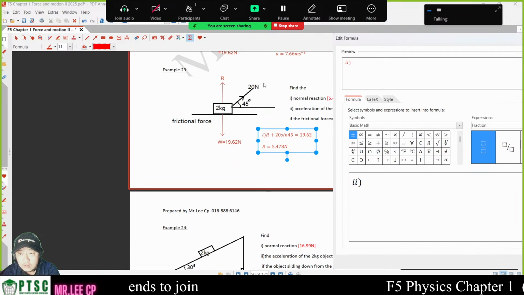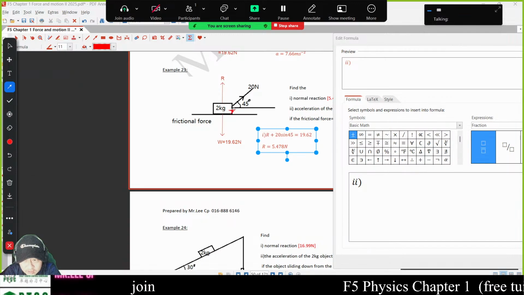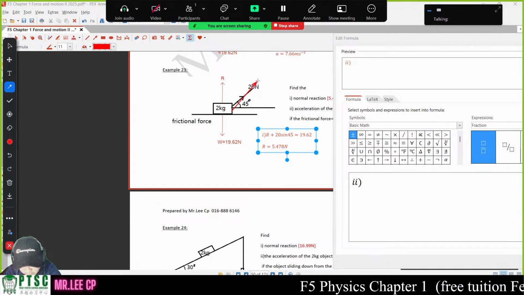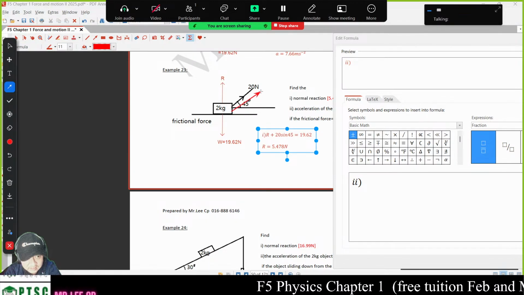Now, because I am pulling here, right? I am pulling here. This 20, there is some force contributing to here, right? So I said this 20, I can resolve some force into this direction.